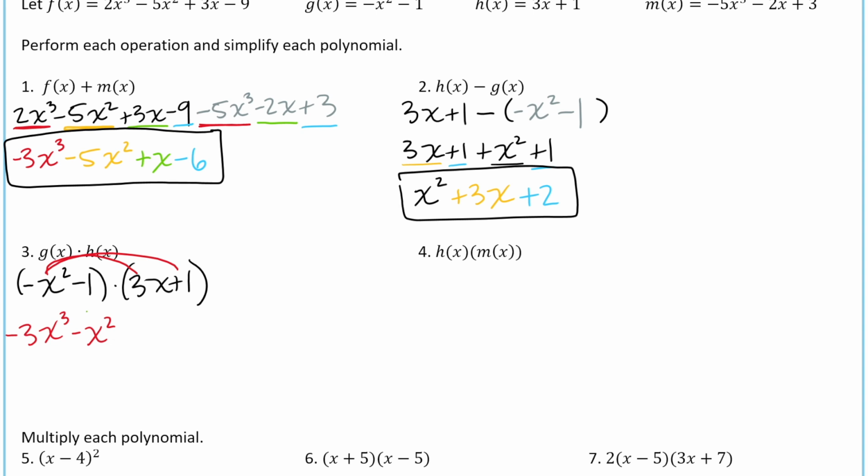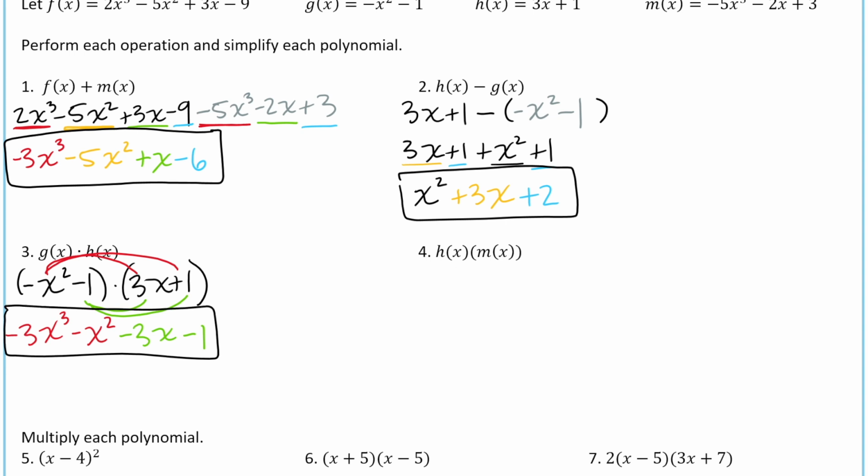Then I'm going to go ahead and multiply negative 1 by both terms as well. So negative 1 times 3x is minus 3x. Negative 1 times positive 1 is negative 1. And then if you look, we actually don't have any like terms, so that's our final answer.